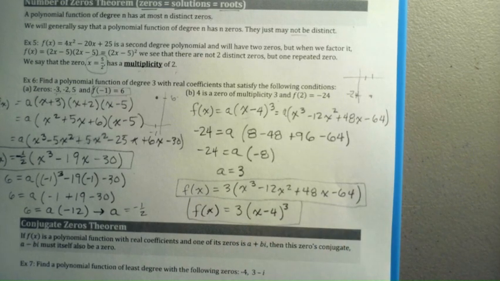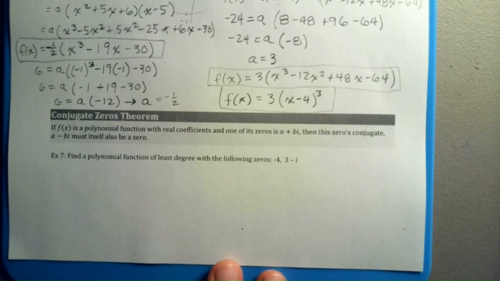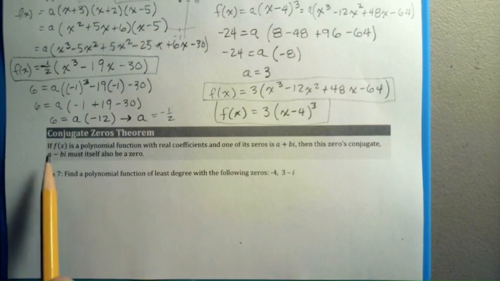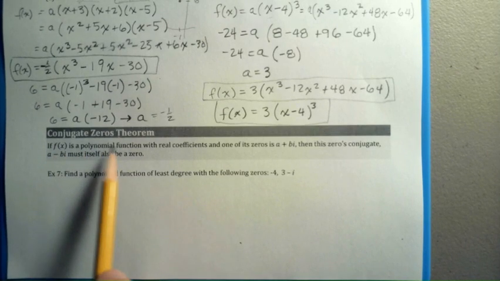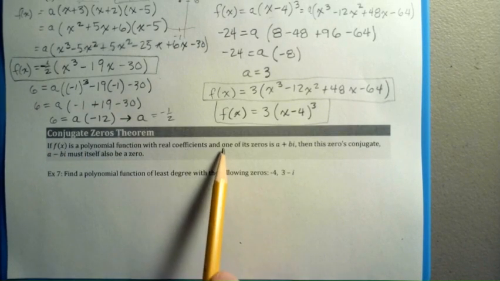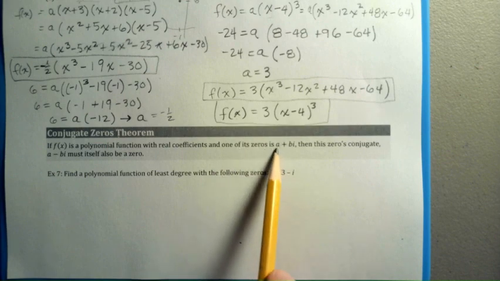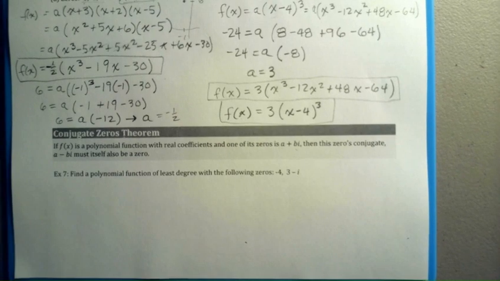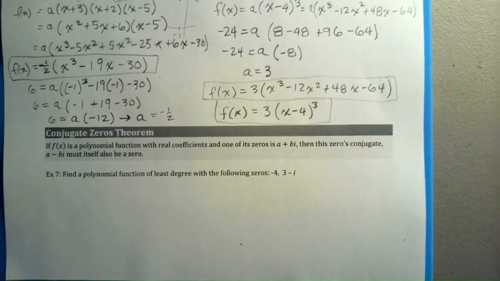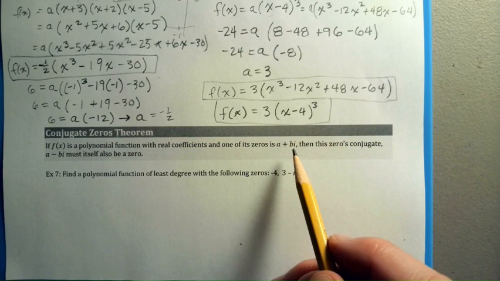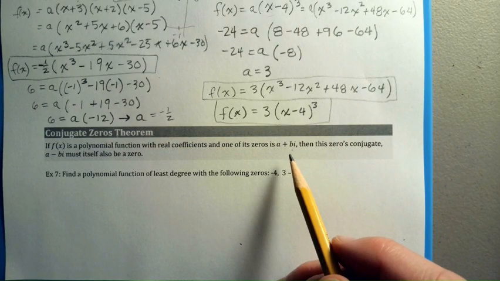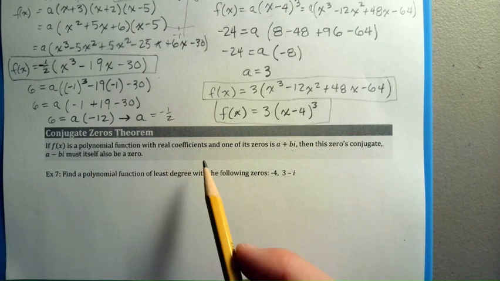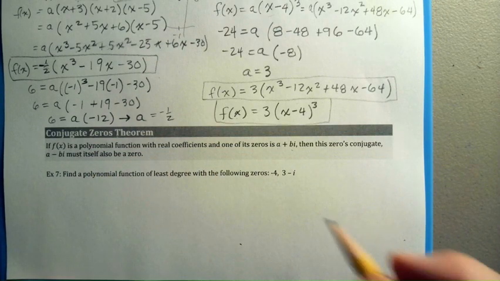But either one of those would probably be an acceptable answer, depending on how the question is being asked. Okay, this last part on this page is the conjugate zero theorem. If f of x is a polynomial function with real coefficients and one of the zeros is a plus bi, so that means one of the zeros is complex, a complex zero a plus bi, then we also know the conjugate, a minus bi, must also be a zero. They always occur in pairs.